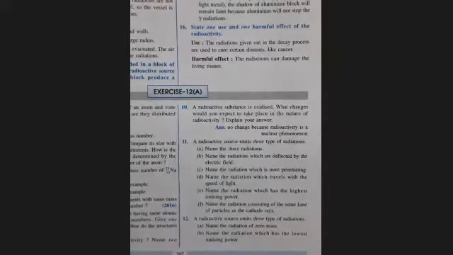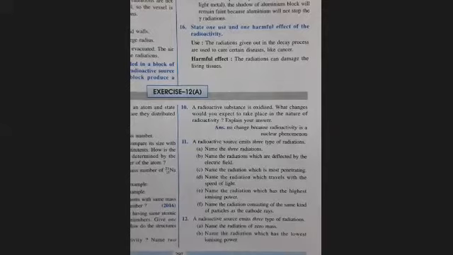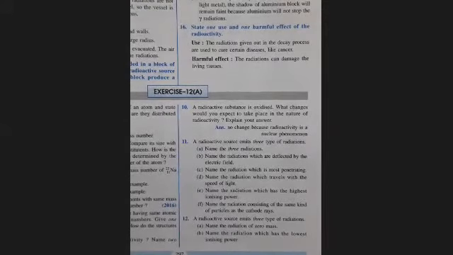So a radioactive source emits three types of radiations. Name the three radiations. So this I explained. Alpha particle, beta particle, and gamma radiation. This way you will write the answer. Alpha particle you will write. Now don't write alpha. Alpha radiations, alpha rays, not. That is not the correct answer.